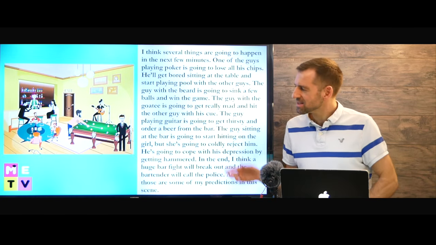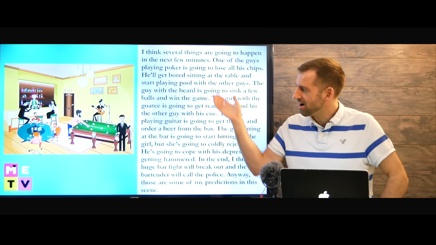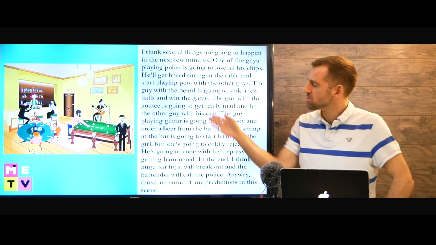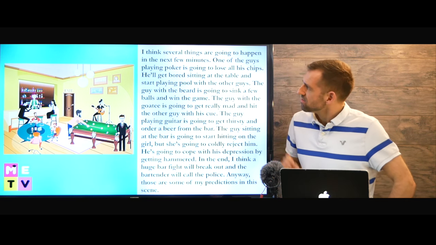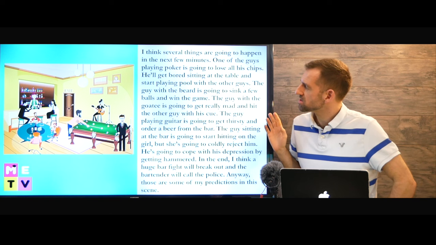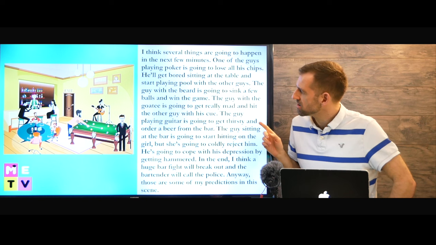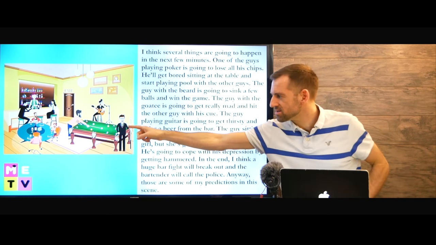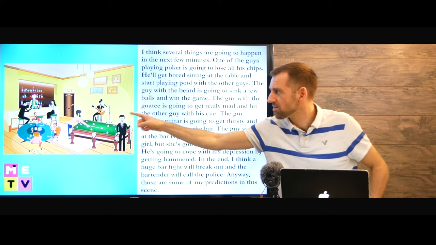Okay, now let's take a look at my answer from my book about this question. So here's what I say. I think several things are going to happen in the next few minutes. One of the guys playing poker is going to lose all his chips. He'll get bored sitting at the table and start playing pool with the other guys. The guy with the beard is going to sink a few balls and win the game. That means put the balls in the pockets. Okay, the guy with the beard, right?